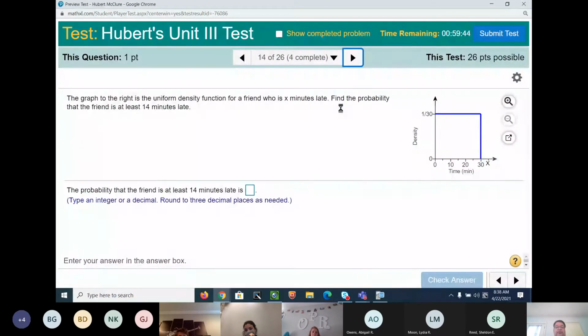All right, let's do this one. Your height is 1/30 and your base is 30, and they ask you at least 14 minutes late. So I'm going to draw my picture while you're drawing yours, for the 2 or 3 people that are going to draw it. And it looks like a rectangle where the base is equal to 30.